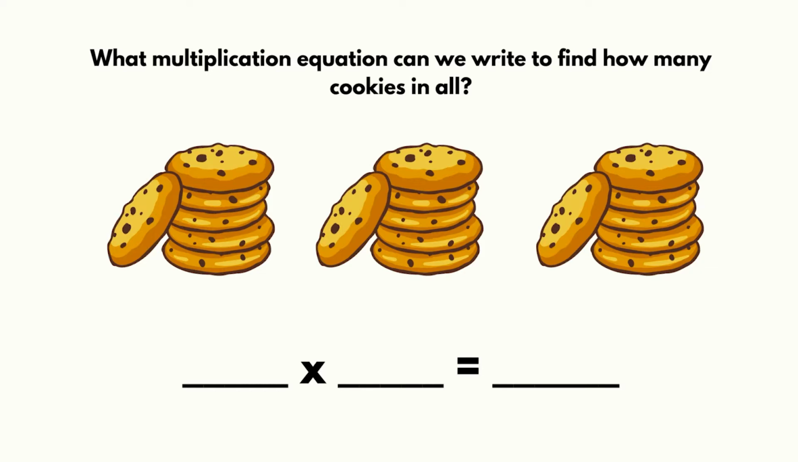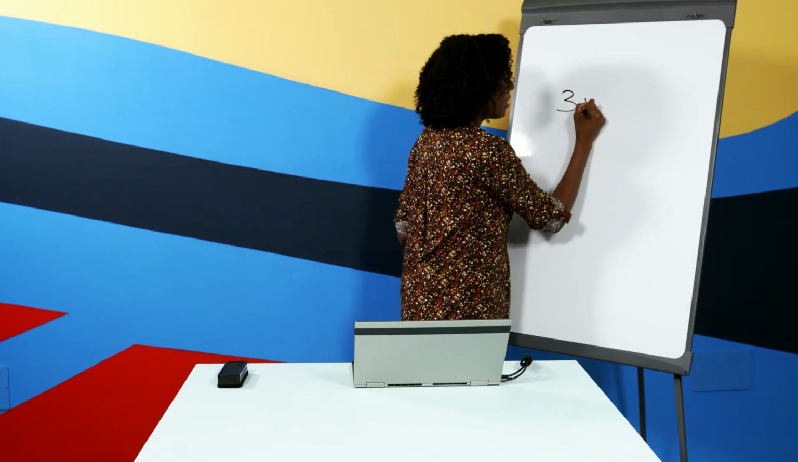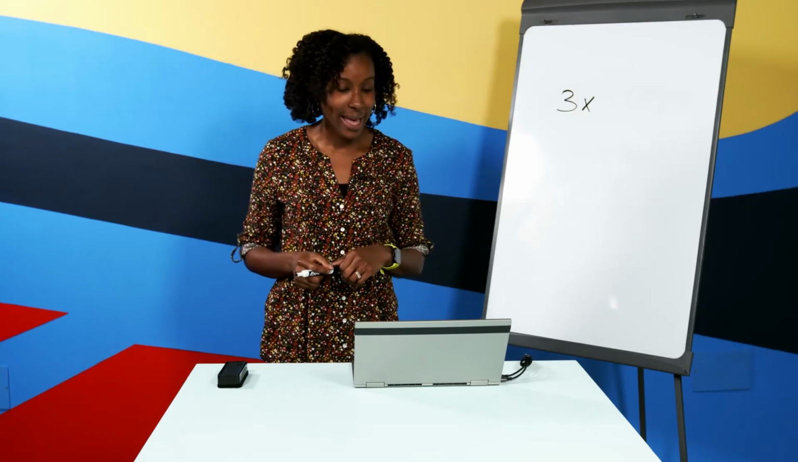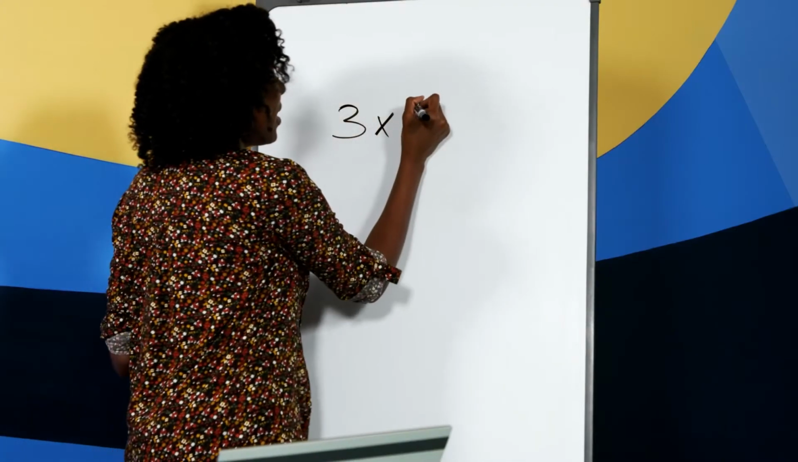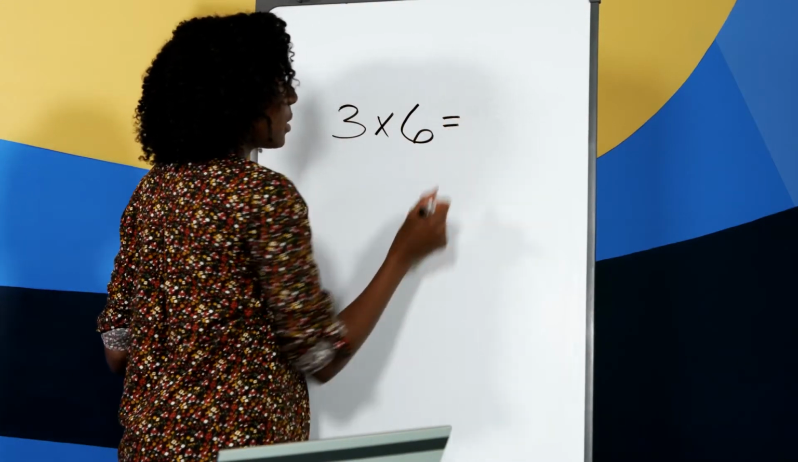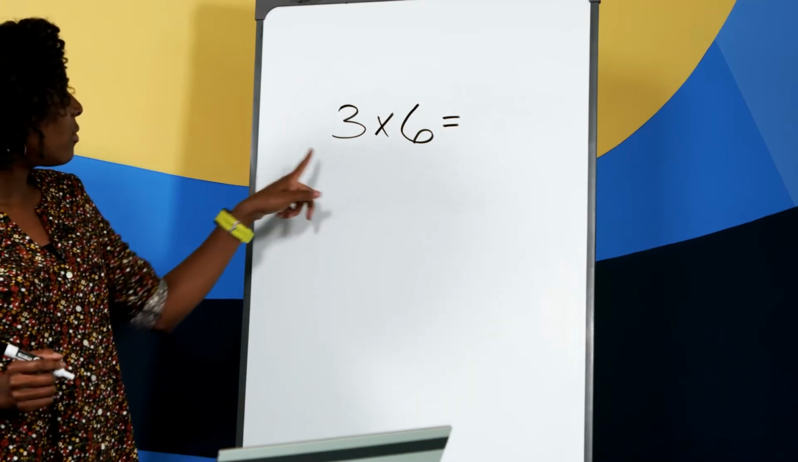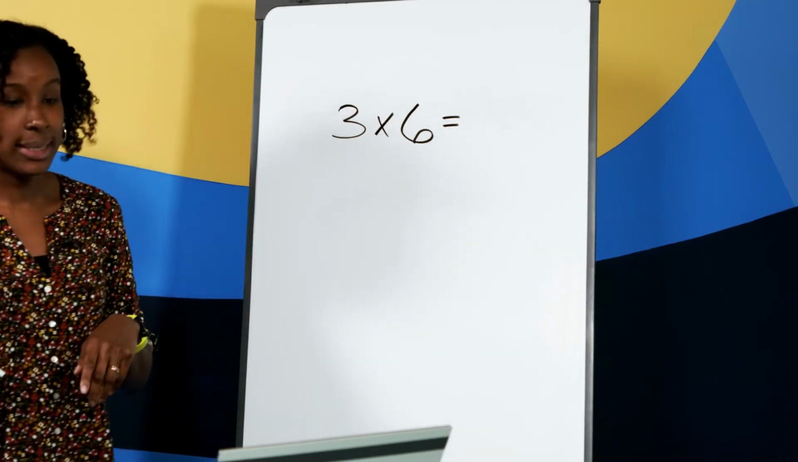So the first thing we want to do is look at how many groups of cookies we have. If you're looking along with me, I believe we see 3 groups or stacks of cookies. I'm going to go ahead and put in that multiplication symbol. And now we want to see how many cookies are in each stack. Take a moment to count them. Did you count 6 cookies? Me too. I'm going to go ahead and fill that in for our equation. So our equation that we will solve is 3 times 6.